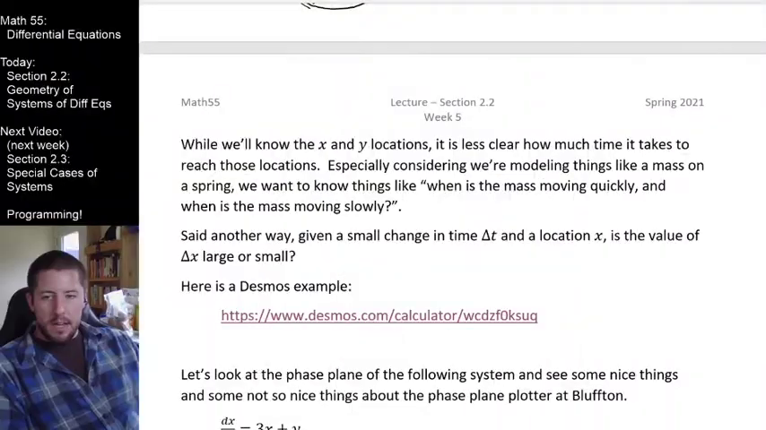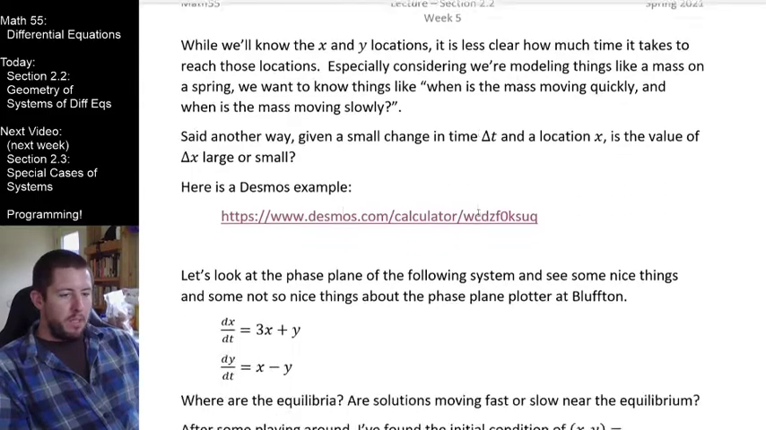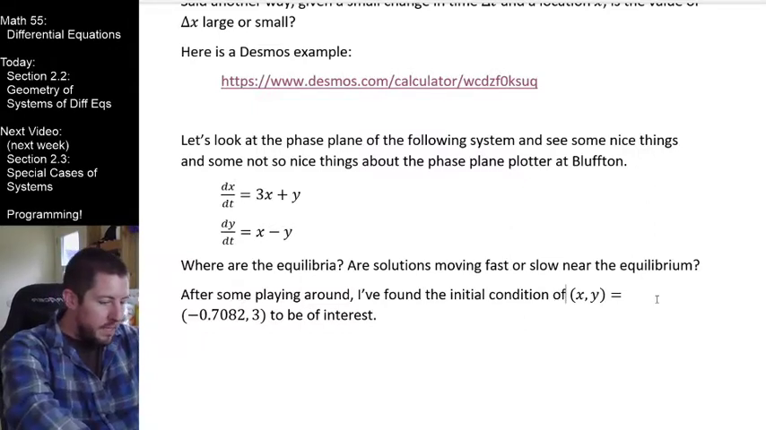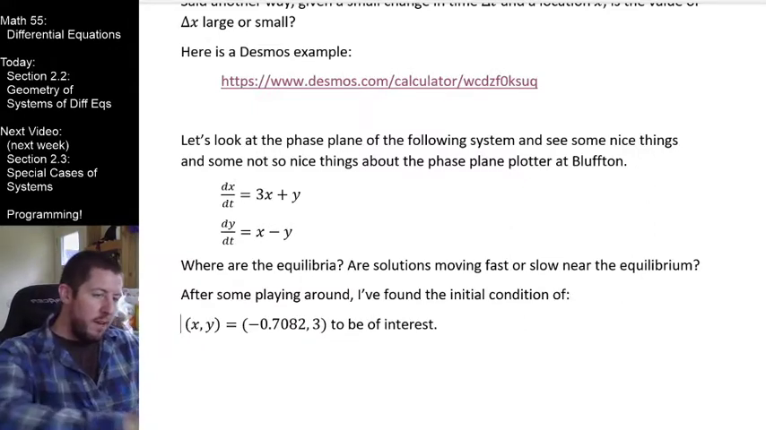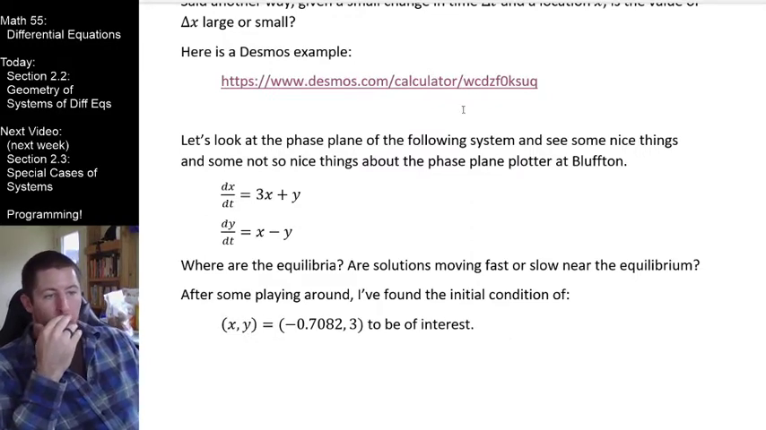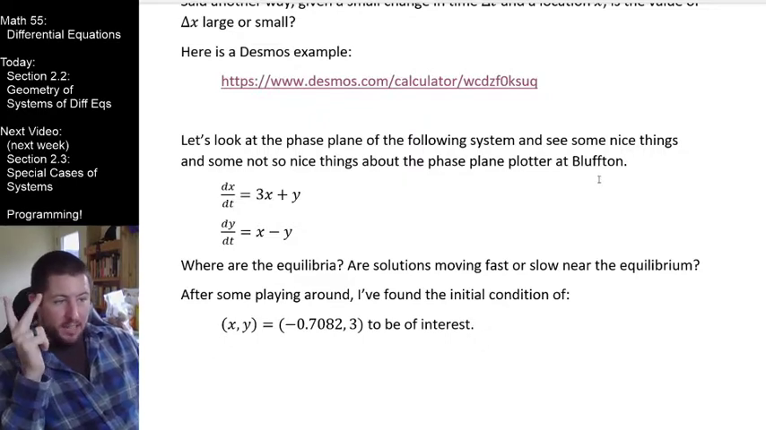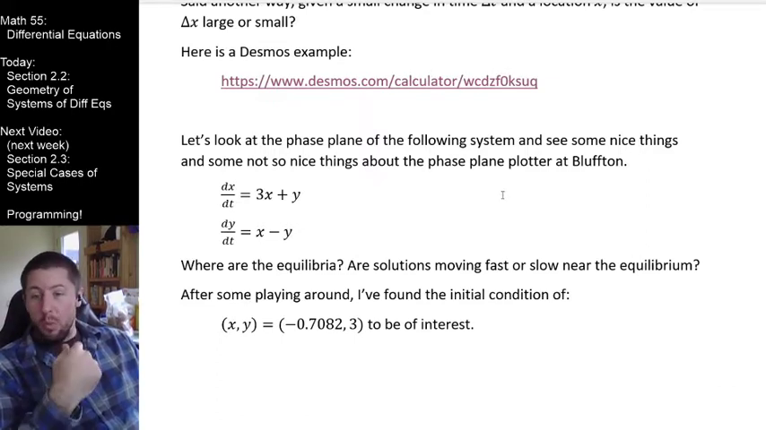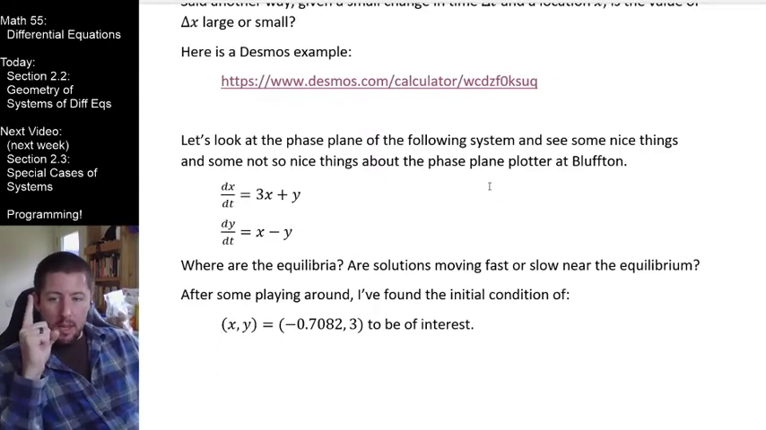So let's go ahead and see this in our other plotter. There's an example that the book proposes, but they don't do a great job of telling us where we should look. I played around with these initial conditions last night quite a bit to find some ideal ones for us to be examining. So let's look at the phase plane of the following system and see some nice things and some not so nice things about the phase plane plotter. I have a major beef with one of the graphs that it's going to make for us that I don't like, and we will do a better job of that when we do it in 2 weeks.